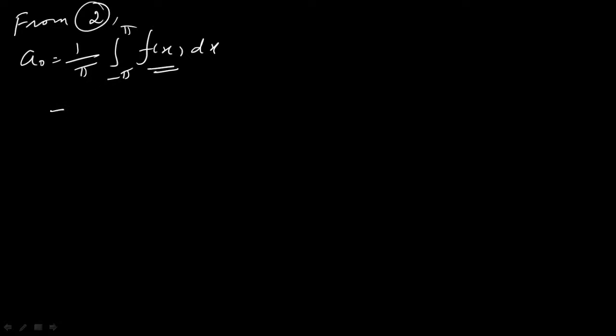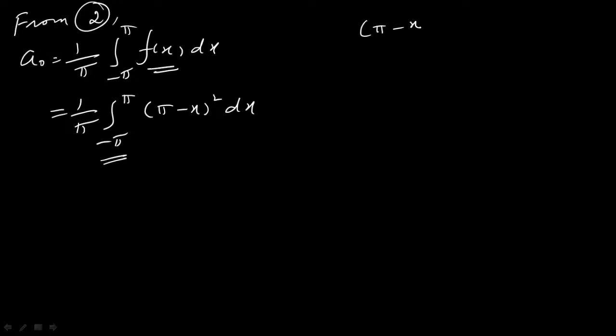Just replace f of x by the given function. Here the given function is pi minus x the whole square. So there are two methods to find the solution for a naught. Either you can take the integral limits as they are, integrate this pi minus x the whole square, and after substituting the limits you get the answer. The other way, which is the easiest way, is this: pi minus x whole square is of the form a minus b the whole square, isn't it? What is the formula for a minus b the whole square? It is a square plus b square minus 2ab, isn't it?